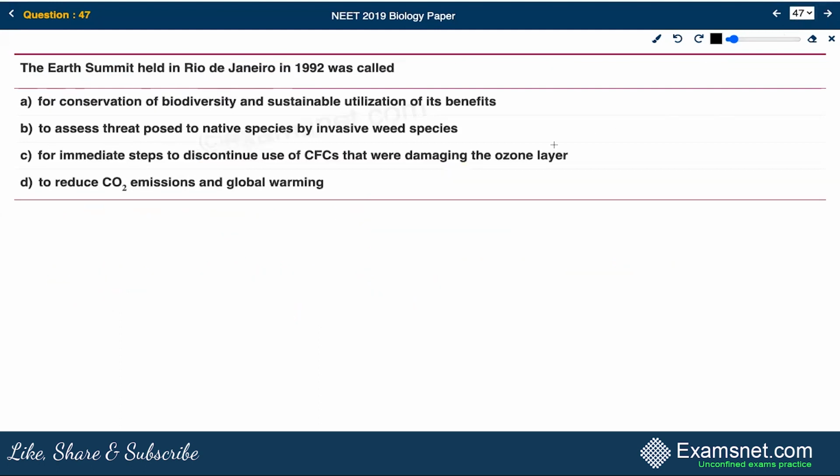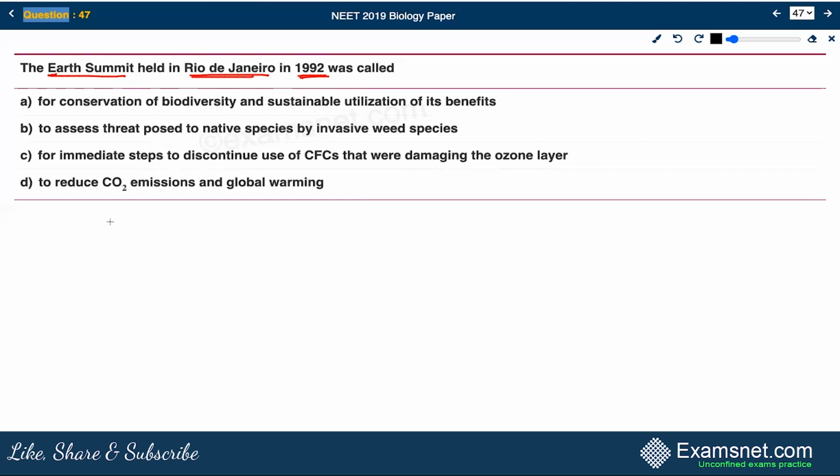Now, question number 47. Question number 47 says that the Earth Summit that was held in Rio de Janeiro in 1992 was called for what? This is one of the direct questions that has been asked, so as such no explanation is required, but we can say that this summit was taken into consideration for the sustainable development of resources.